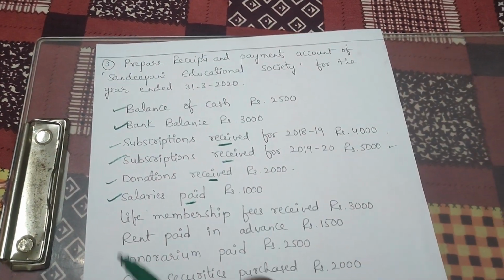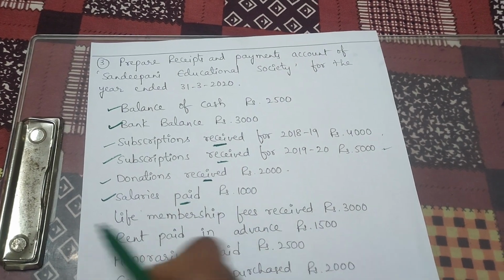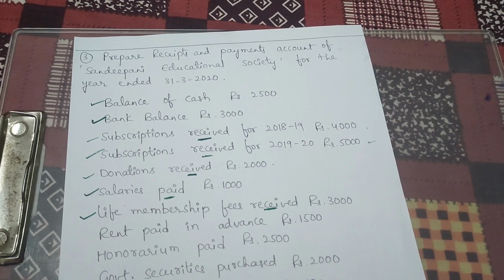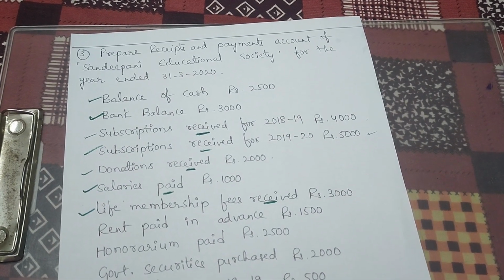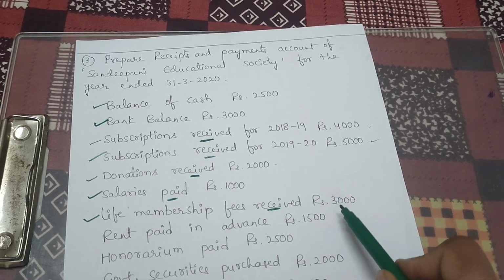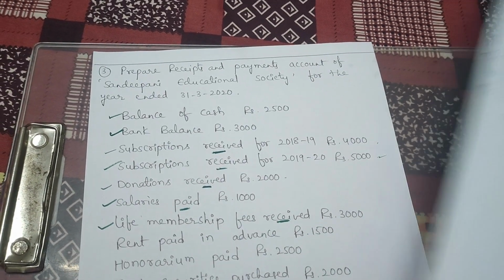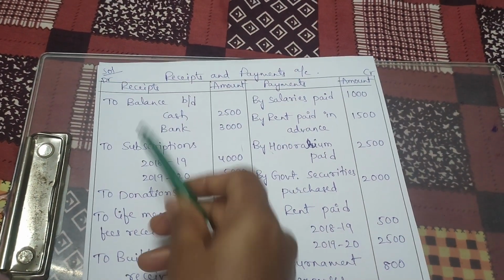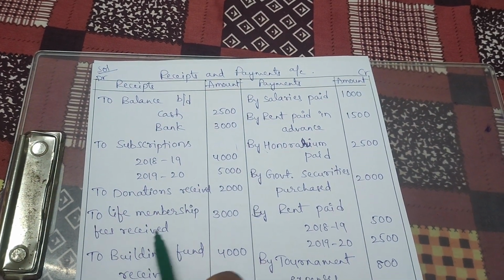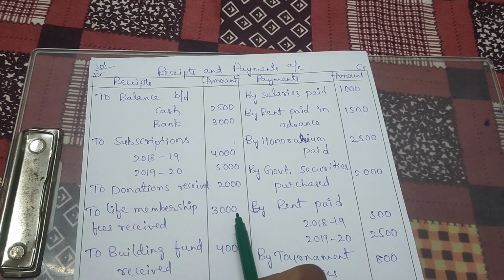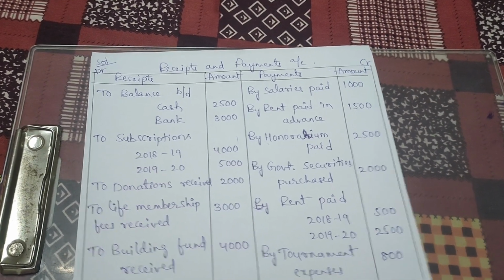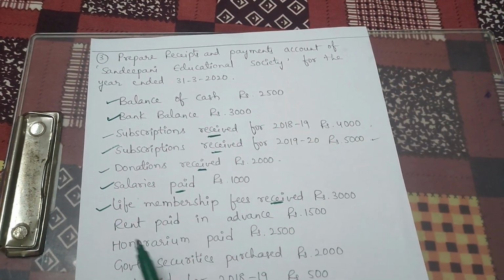Next, life membership fees received. So this is received. Received will always be recorded under receipts because the business is receiving that. Okay, so 3,000 rupees. Let us record under receipts. To life membership fees received 3,000. Let us see the next one.